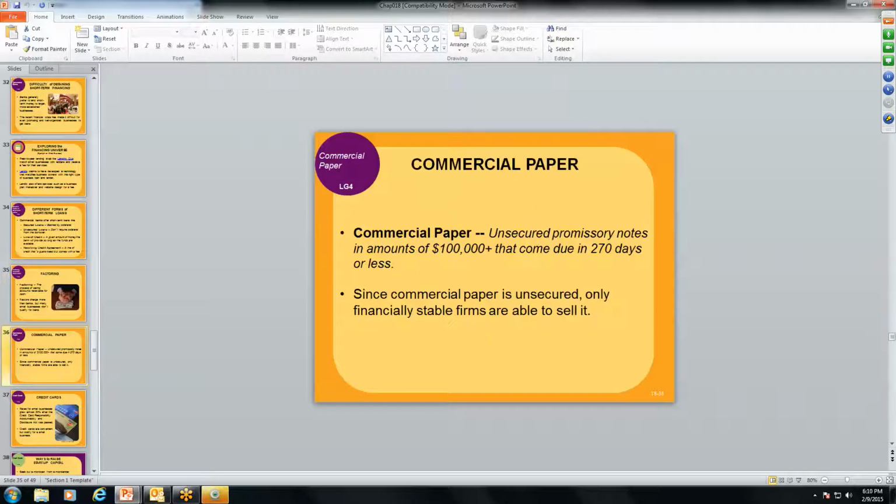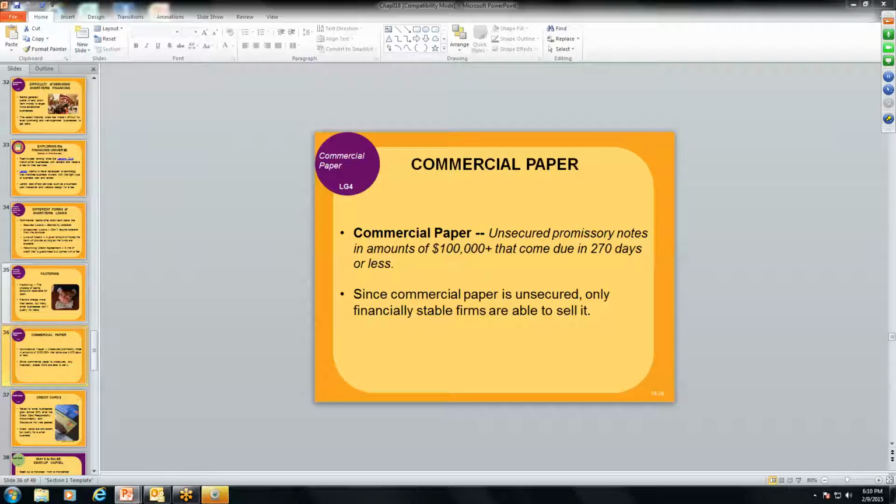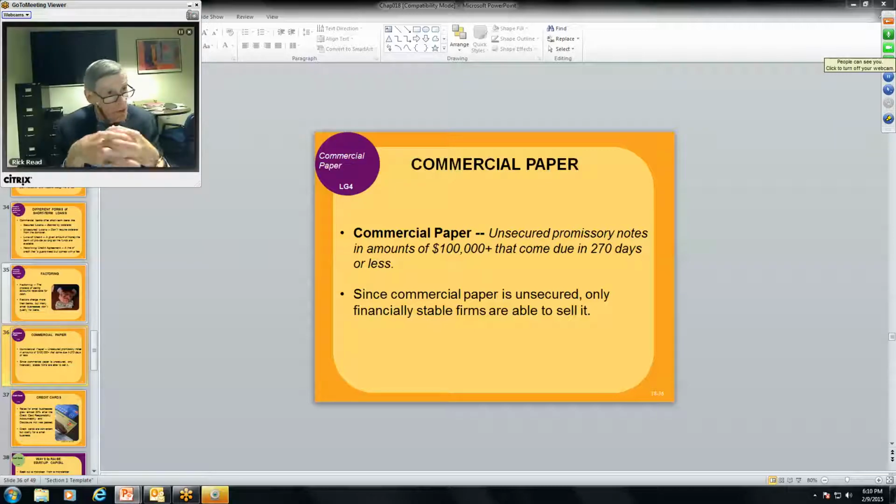Commercial paper is another one. Notice that commercial paper is an unsecured promissory note in amounts of $100,000 or more, and they have to be paid back within 9 months. That loan does. Notice the next bullet. Since it's unsecured, banks are only going to get into that business with companies that are very, very, very financially stable.